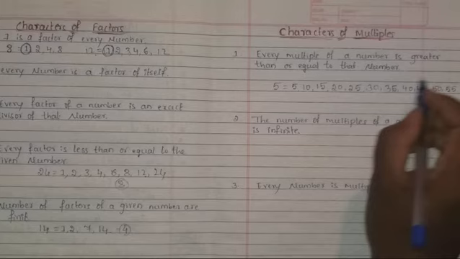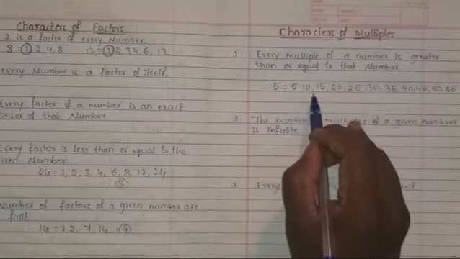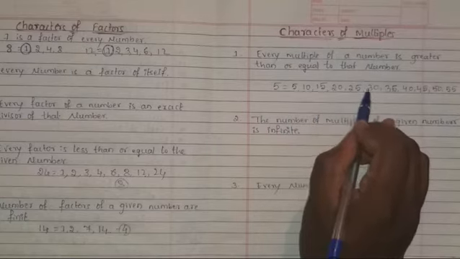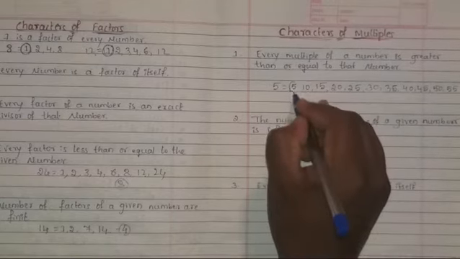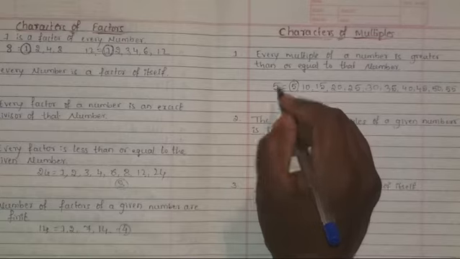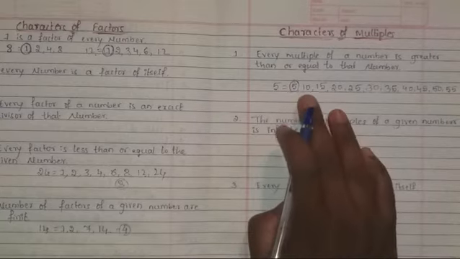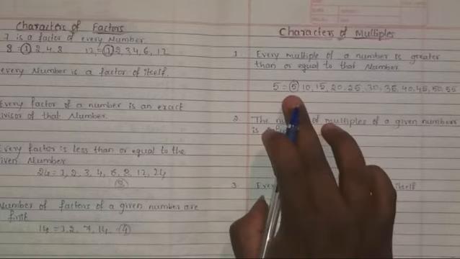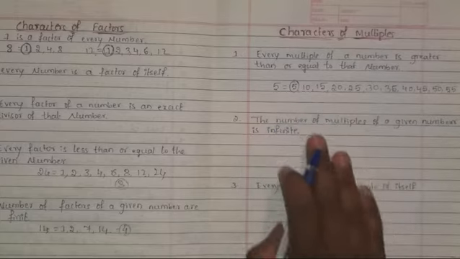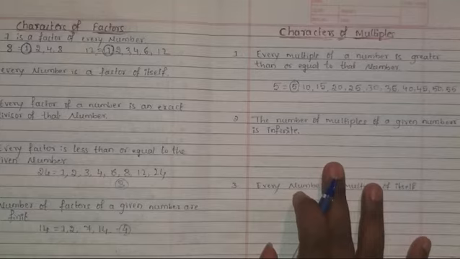So see here students, each and every multiple of this number 5 is greater than this number, and only one is equal to this number, right? So the first characteristic of multiples is this only. Every multiple of a number is greater than or equal to that given number. I hope you understood this characteristic. We'll go for the second characteristic now.